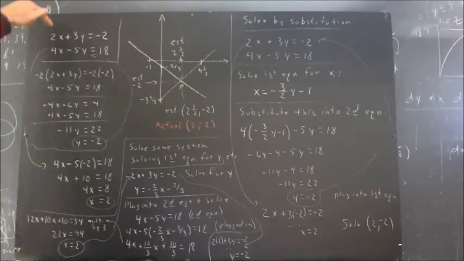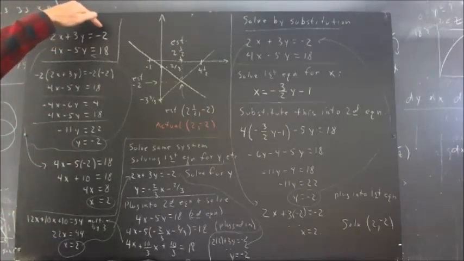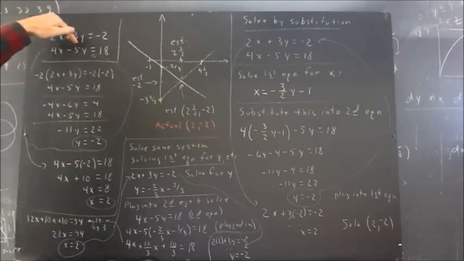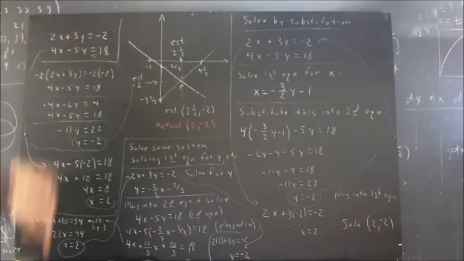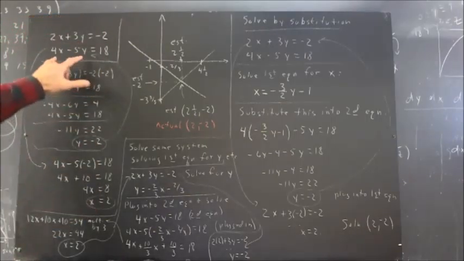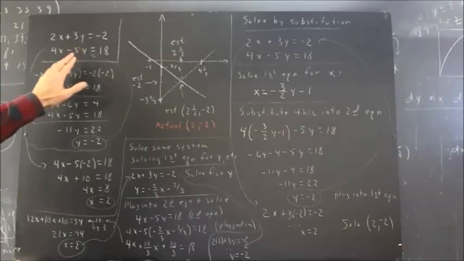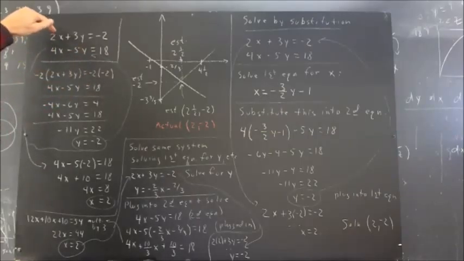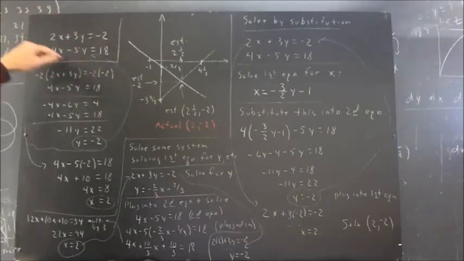We're looking at the system 2x plus 3y equals negative 2, 4x minus 5y equals 18. We want to solve this system simultaneously. Now, by solving the system, we mean we want to find a value of x and a value of y that makes this equation true and also that makes this equation true.